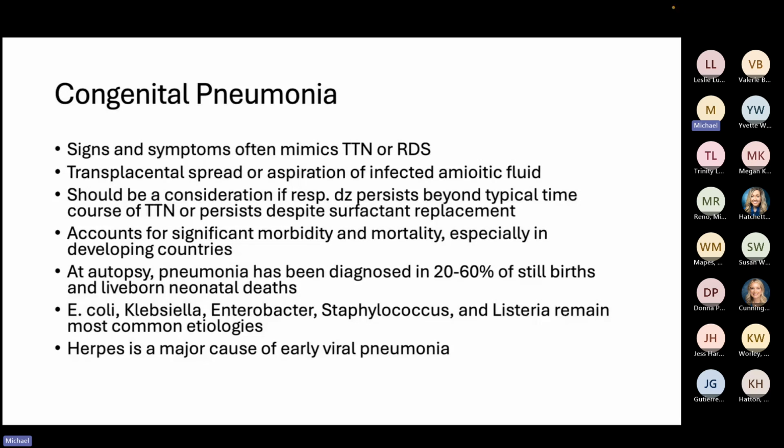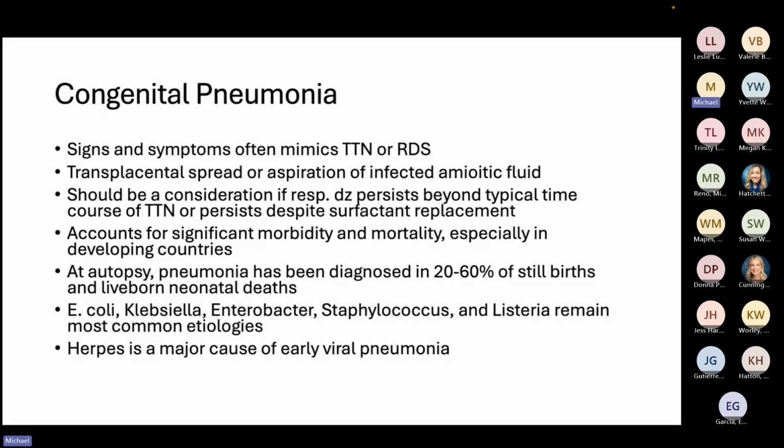Next that we will see sometimes on transfer is congenital pneumonia. The signs and symptoms almost always mimic TTN or RDS, in particular RDS. It is almost always due to the transplacental spread or aspiration of infected amniotic fluid. It should be on your differential if respiratory distress persists beyond the typical time course of TTN, or you get minimal to no response from surfactant replacement.